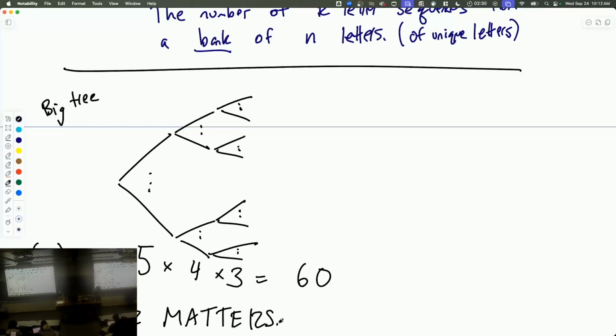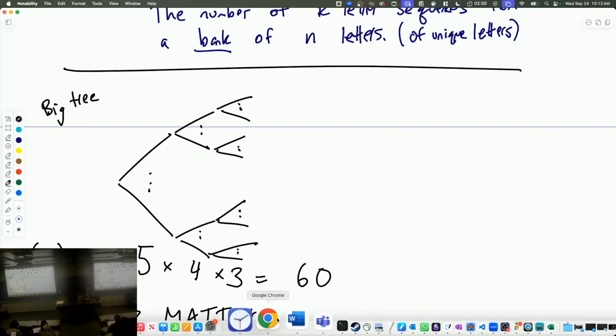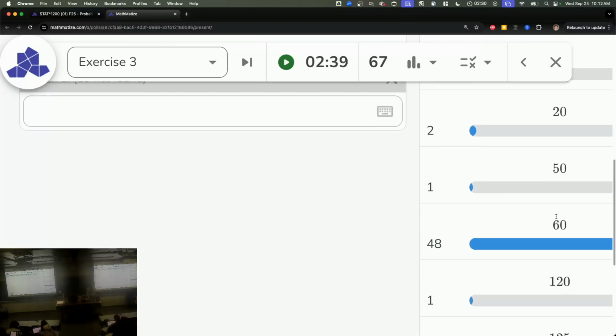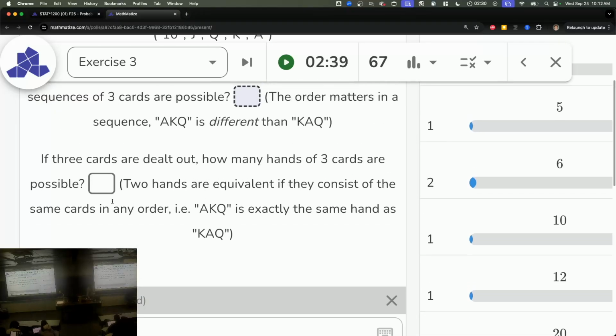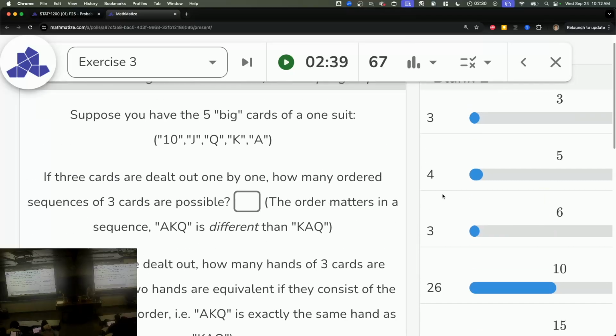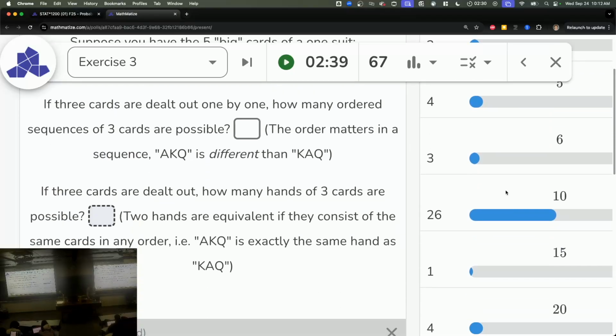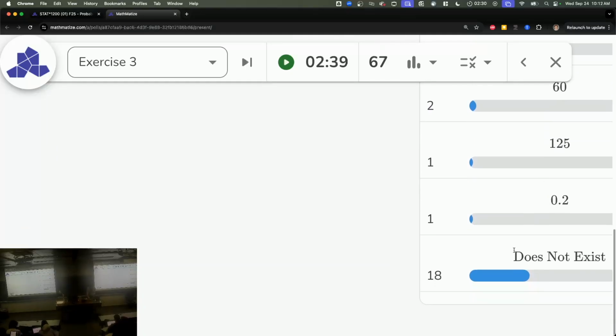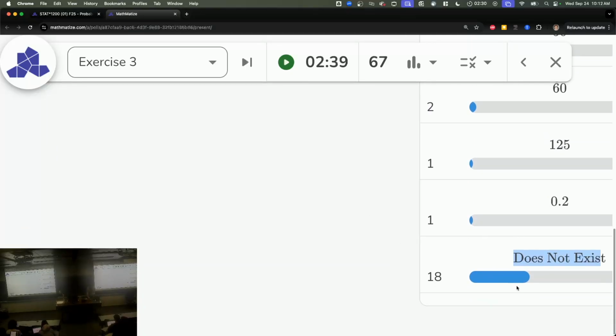The big question, the new and hard thing, is what if the order does not matter? Let's see what people said for that. There were 60 ways where the order matters. If the order does not matter, how many ways are there? Here we are a lot more split. Some people said 10, some people said 20, and some people don't know. That's great. You're going to learn something today. That's exciting.